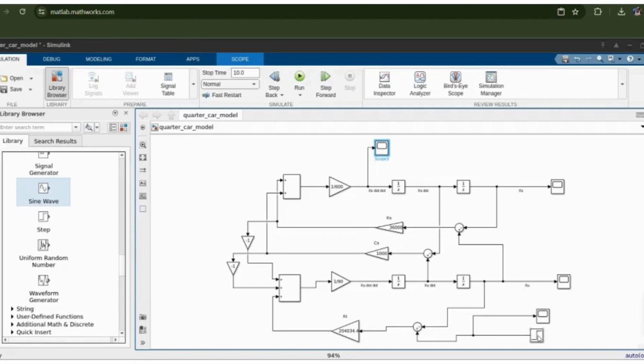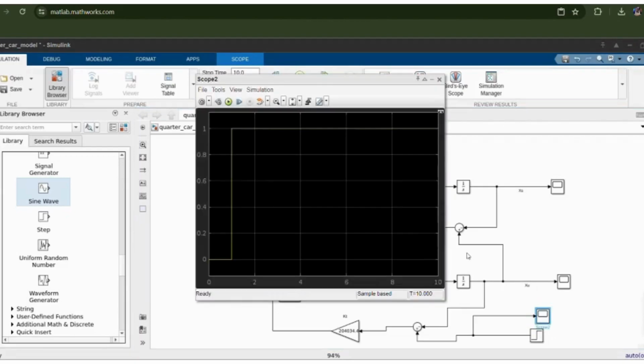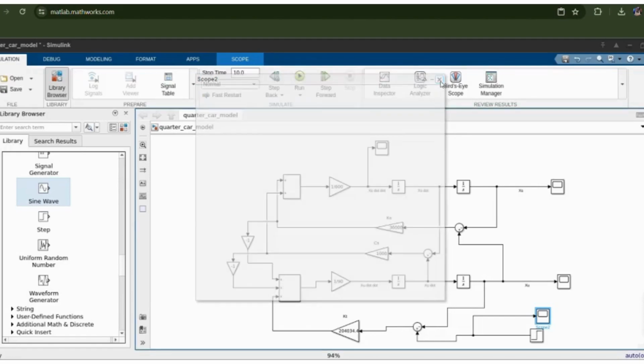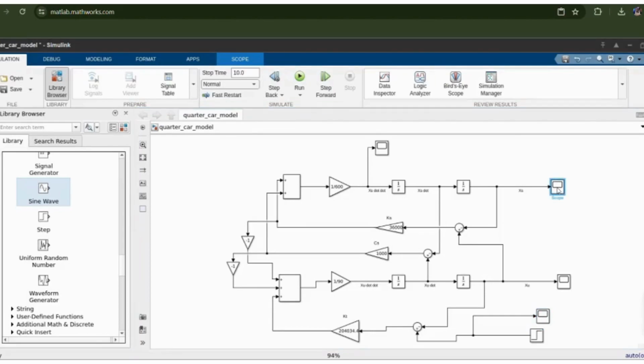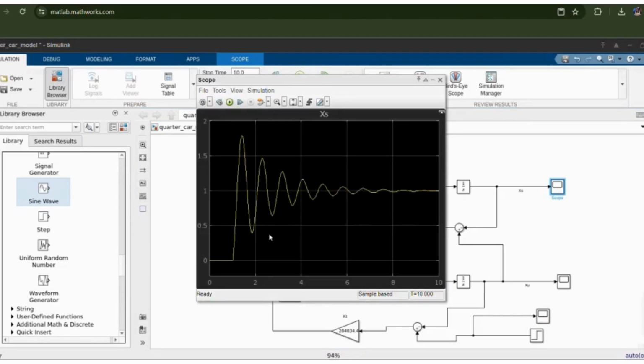And here we have applied a step input. As we can see, this is the step input that has been applied, and after running the model we can see how the damping works. So as you can see, initially there is a big rise in the output value, and slowly it gets dampened to the initial input value.